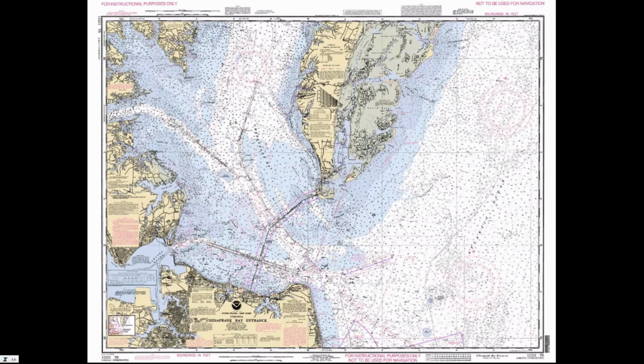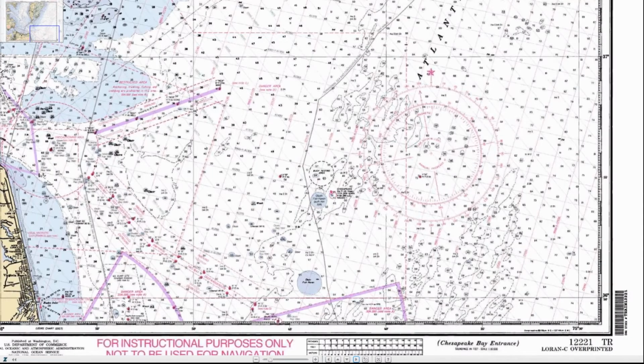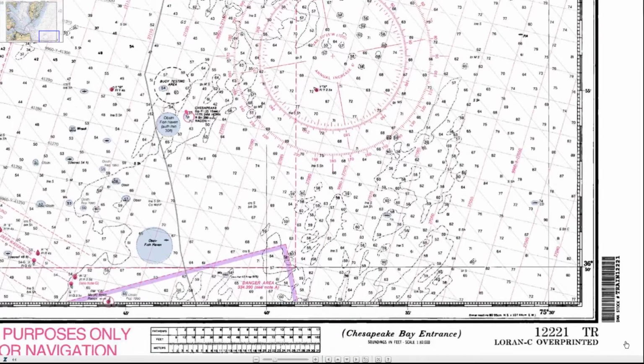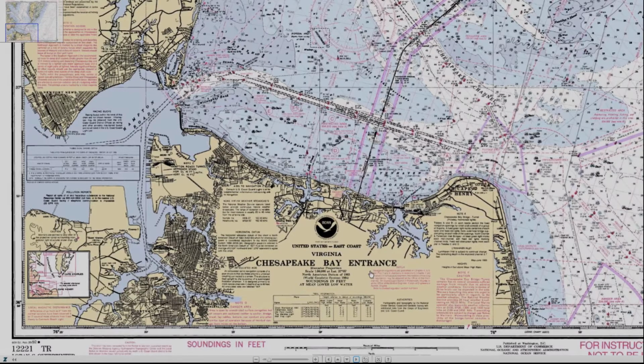Let's take a look at a couple of the general chart questions in reference to the training chart for the Chesapeake Bay entrance. Again, this is training chart 12221, the training chart. Down on the lower right hand corner, you see the chart number, and right here, as you can see, it's 12221, and then TR means training chart. And again, we can look at the title block, and we can see right there, this is the Chesapeake Bay entrance chart. And we're going to answer the first couple of questions using this training chart.